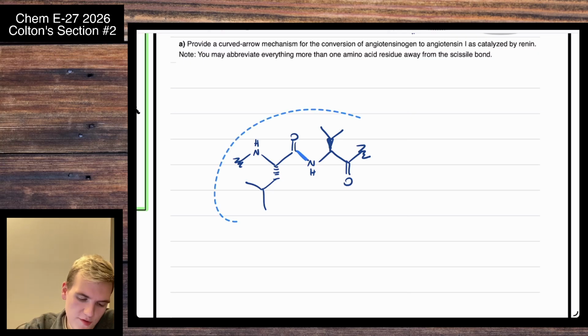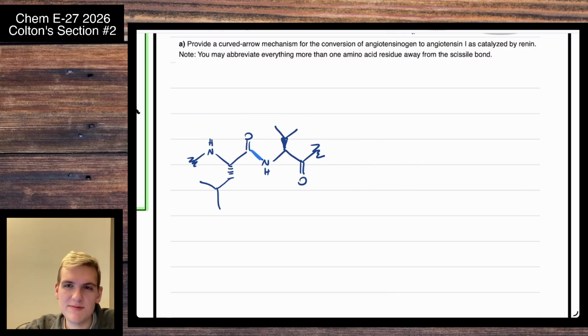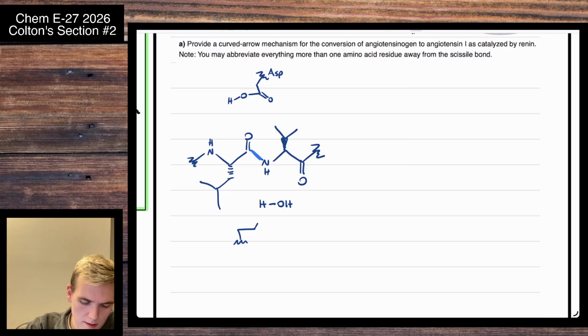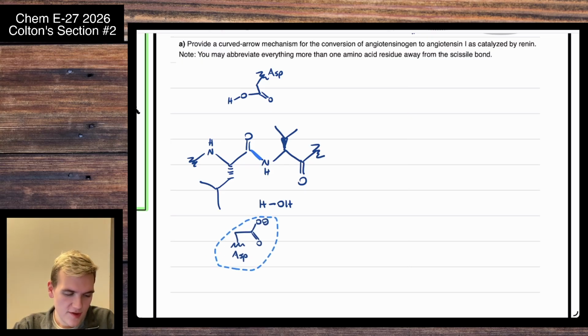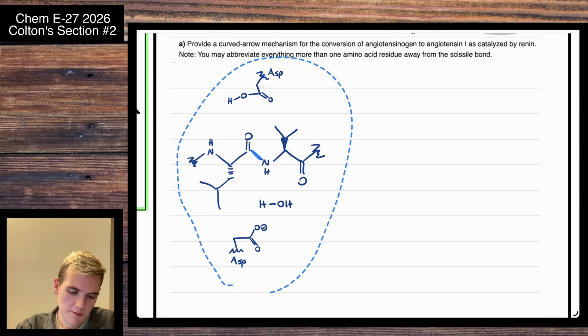Okay, so we have our peptide. What else do we need in the active site? Well, we need our acid, aspartic acid up here, up top. We need our water. And down bottom, we need our basic aspartate. And so, with this, we start drawing the mechanism.